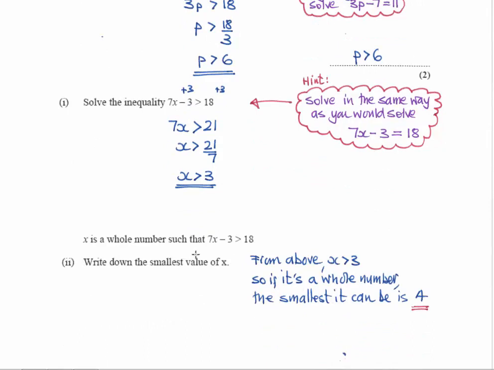Then it says x is a whole number such that 7x minus 3 is bigger than 18. Write down the smallest value of x. Well, we know from what we did here that x has got to be bigger than 3. So it can't actually be 3. If it's got to be a whole number, the smallest it can be would be the next whole number, which would be 4.